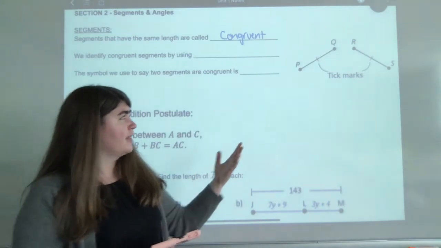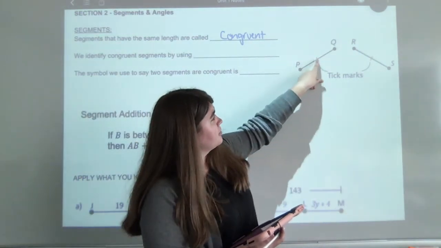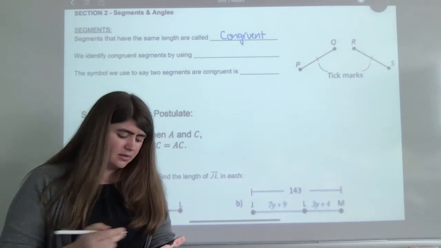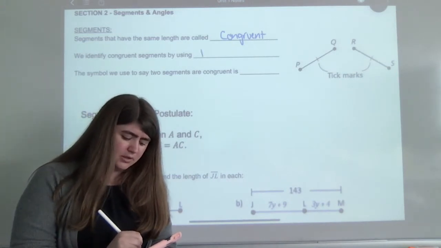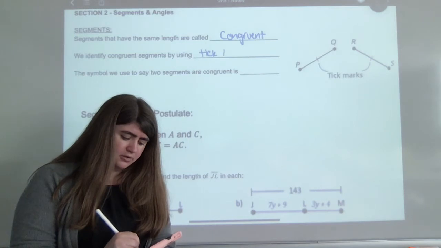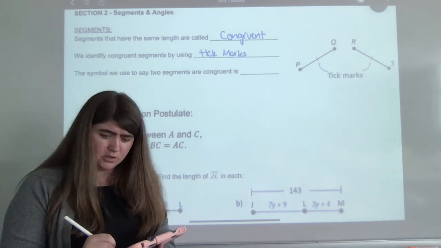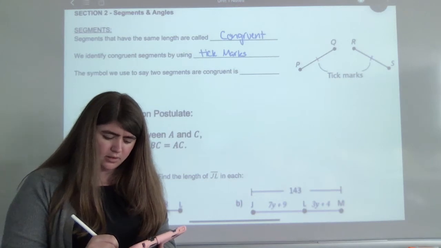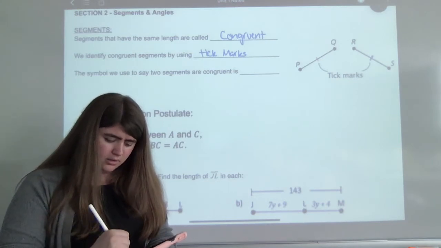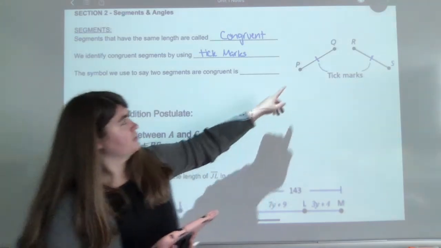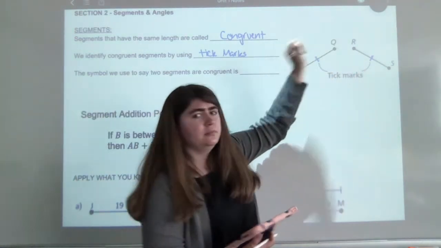In the case of segments, we have something called tick marks, and those are what tell us that the segments are congruent. So we identify congruent segments by using tick marks, and they are on the image to the right. I'm going to go ahead and darken the tick mark so you can see it a little bit better. There's one, there's the other. So our tick marks are right on the line.